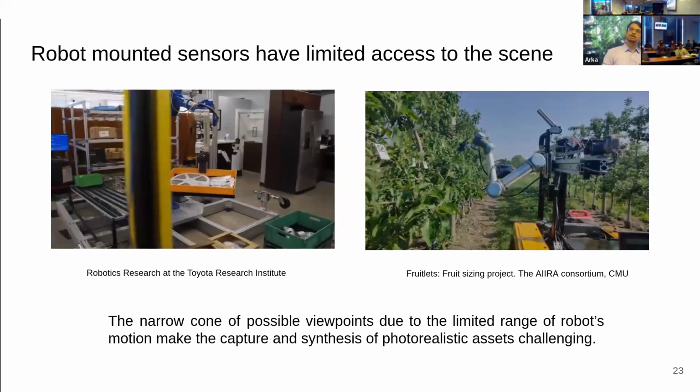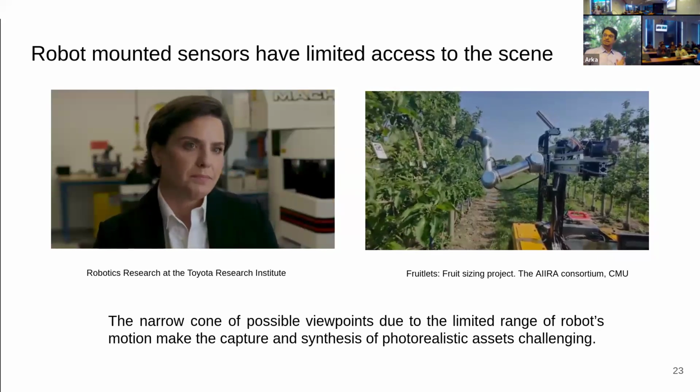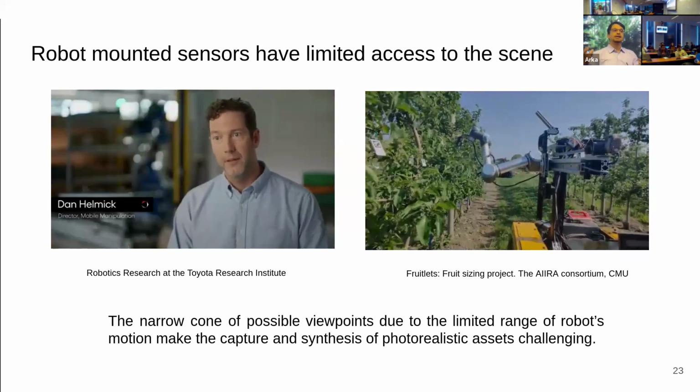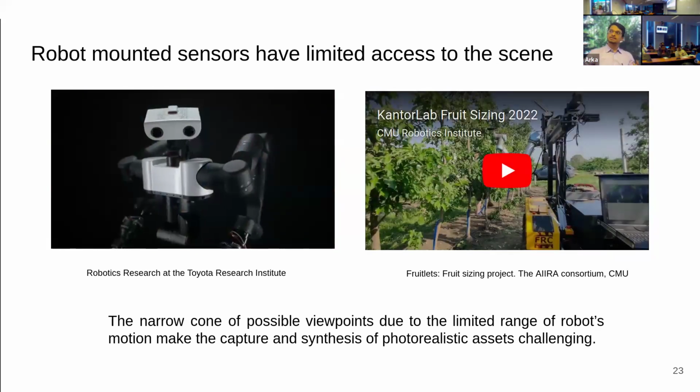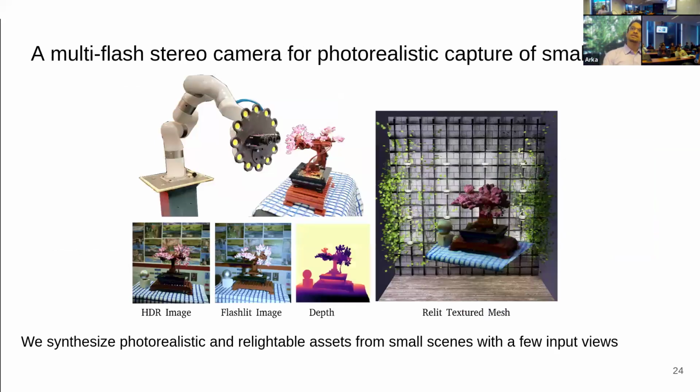The narrow cone of possible viewpoints due to the limited range of robot's motion make the capture and synthesis of photorealistic assets from constrained viewpoints a challenging problem. We want to address this challenging problem. And to do that, we designed and developed a multi-flash stereo camera rig for photorealistic capture. We use this rig to capture data from small scenes and synthesize photorealistic assets.